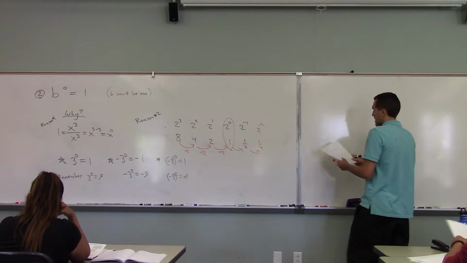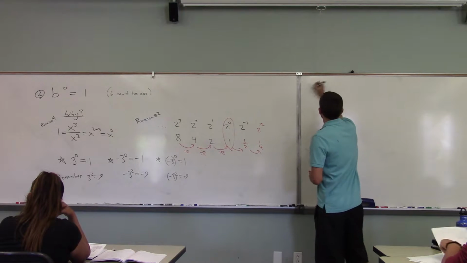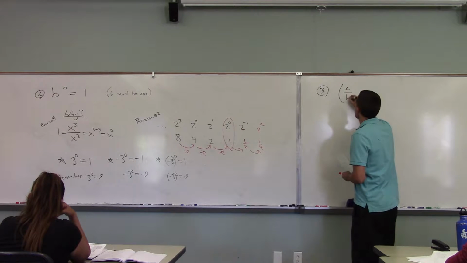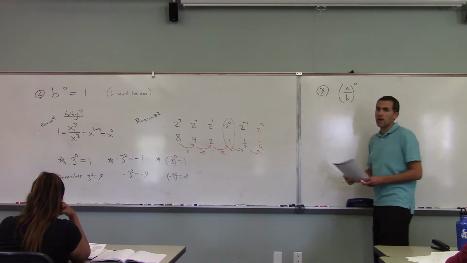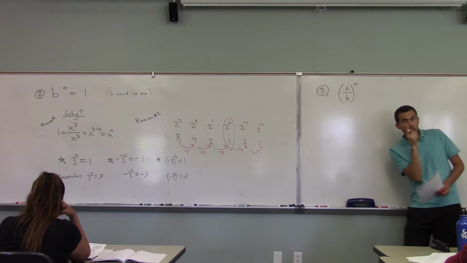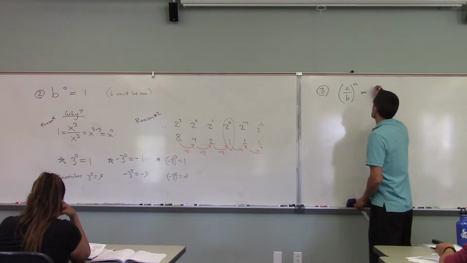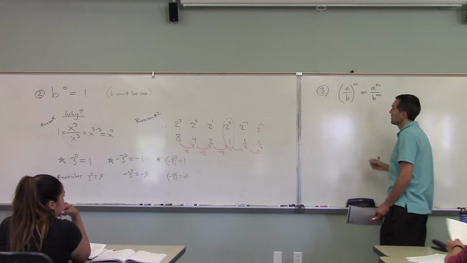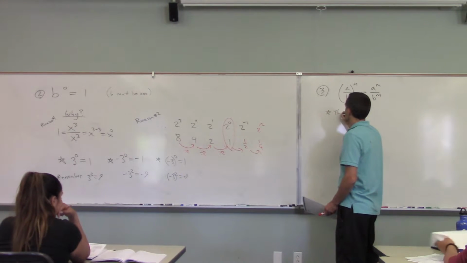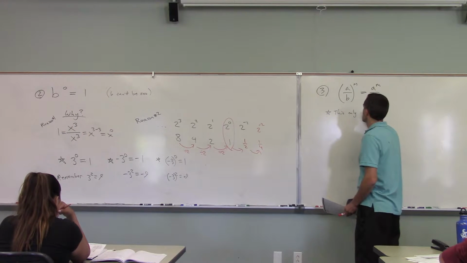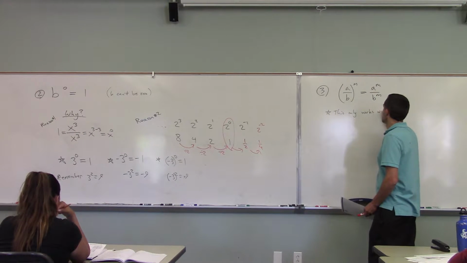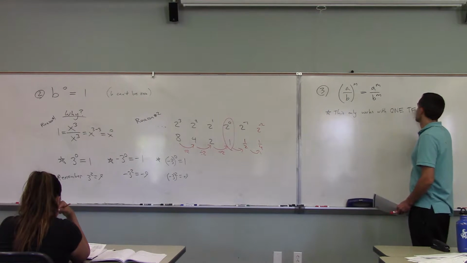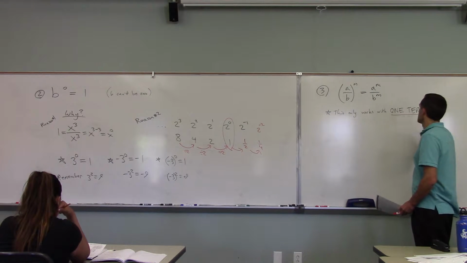And then the last shortcut, again, so much room for error here, is if you have any fraction and you raise it to the m power, as long as there is one term, this is equal to a to the m over b to the m. This only works with one term. All of our rules only work with one term.